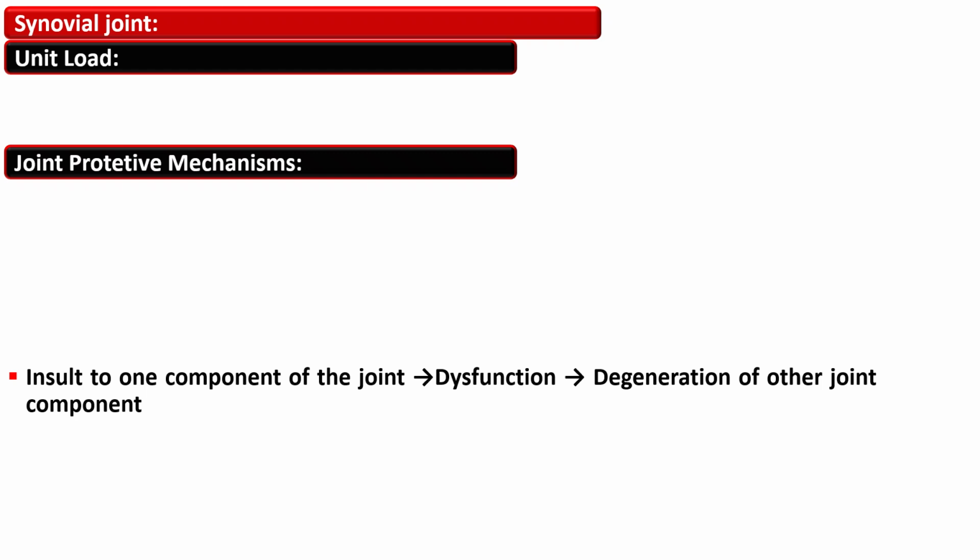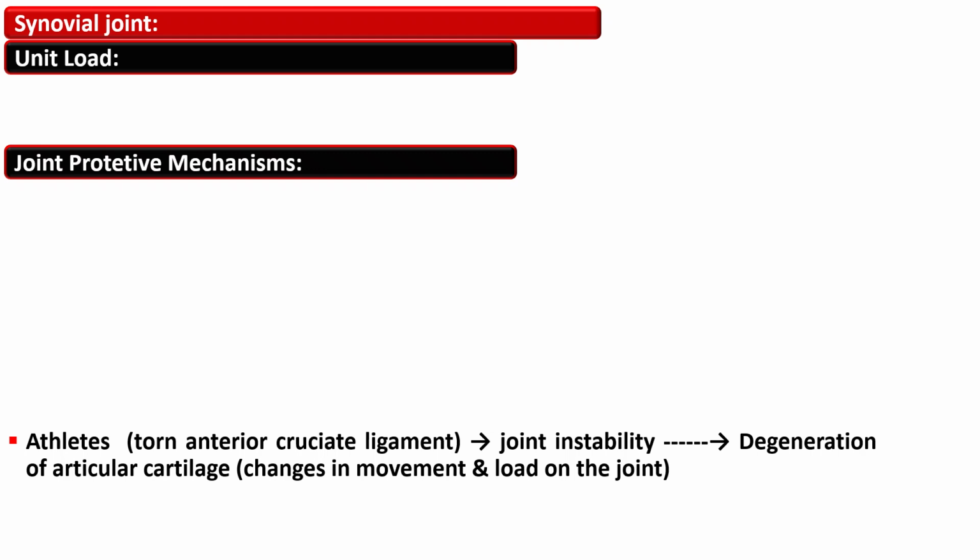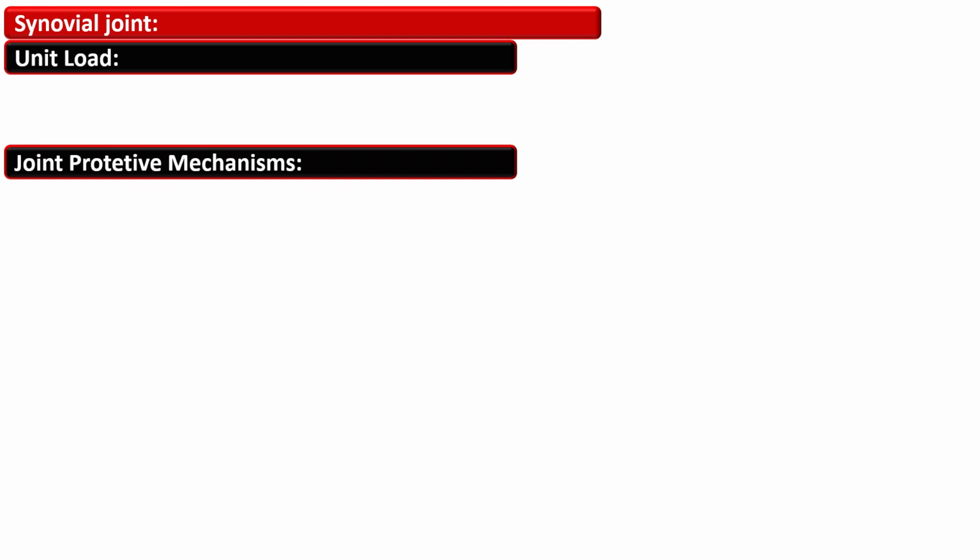What happens if there is an injury to any component of the joint? It will result in dysfunction of the joint, and this dysfunction will result in degeneration of the other components of the joint, as happens with the anterior cruciate ligament. If torn in an athlete, it will result in joint instability, and this instability will result in degeneration of the articular cartilage.